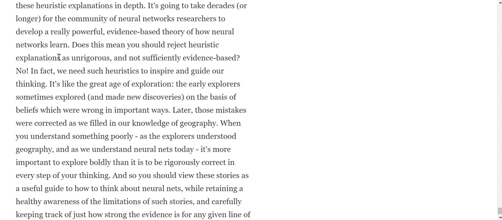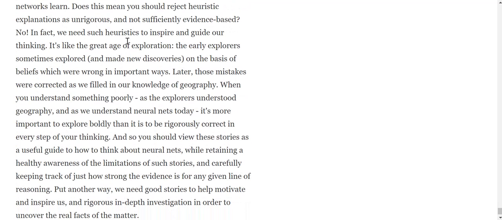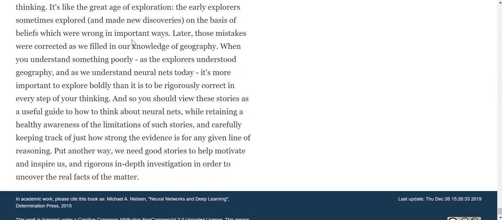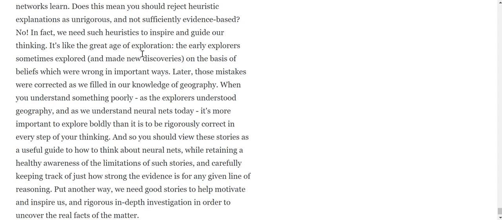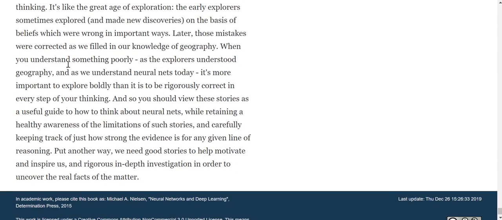Does this mean you should reject heuristic explanations? No, totally not. In fact, we need these heuristics to inspire and guide our thinking. It's like a great age of exploration. The early explorers sometimes explored on the basis of wrong beliefs. Later, those mistakes were corrected as we filled in our knowledge of geography. When you understand something poorly, as the explorers understood geography, and as we understand our neural nets today, it's more important to explore boldly than it is to be rigorously correct.